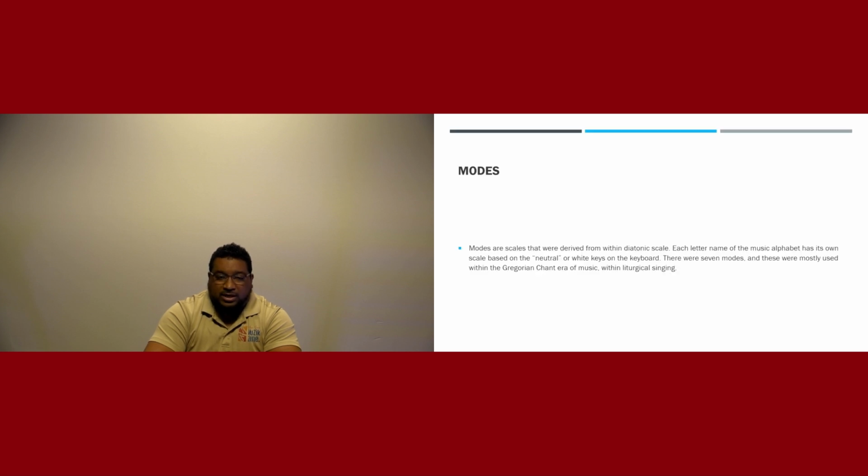So how notation came about and started, really? We have some things that we call modes in music. Modes were originally scales that were derived within a diatonic setting, where each letter name of the musical alphabet had its own scale based on the white keys. And when we talk about the piano or the keyboard, we can talk about some features of it.